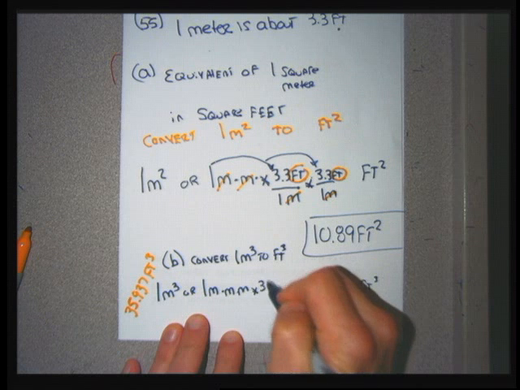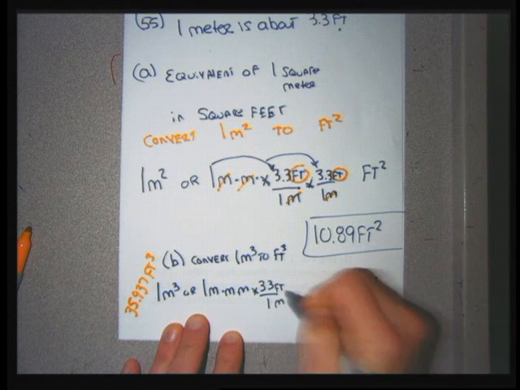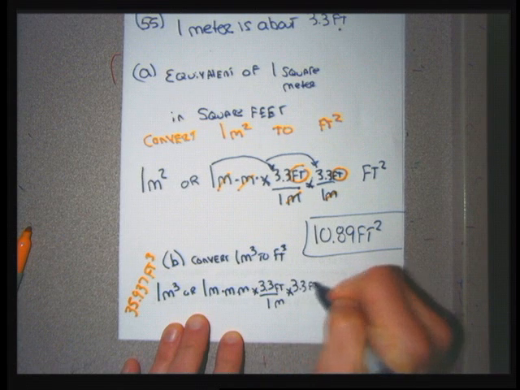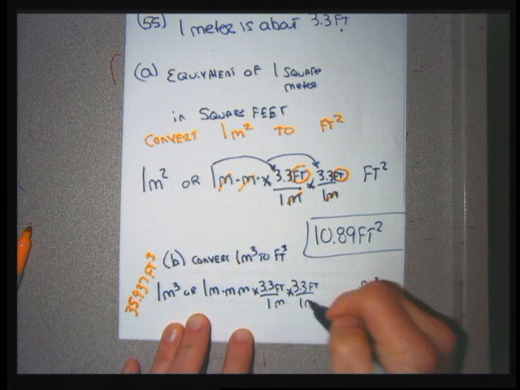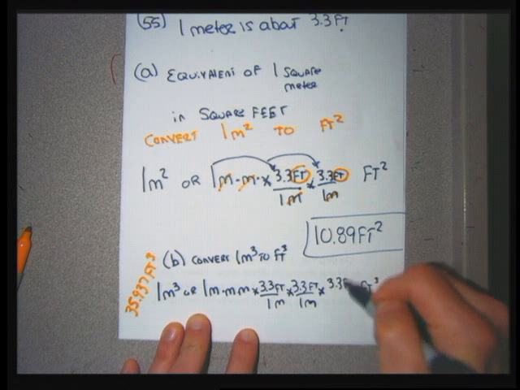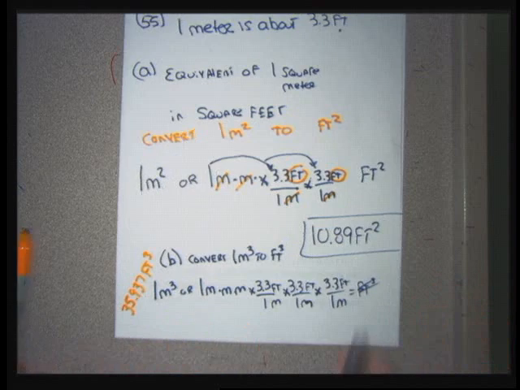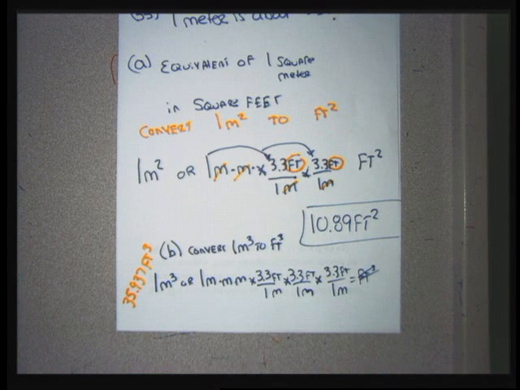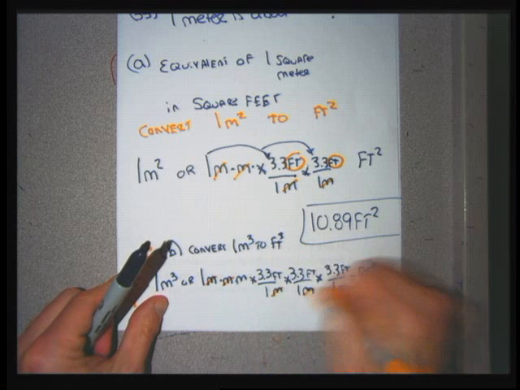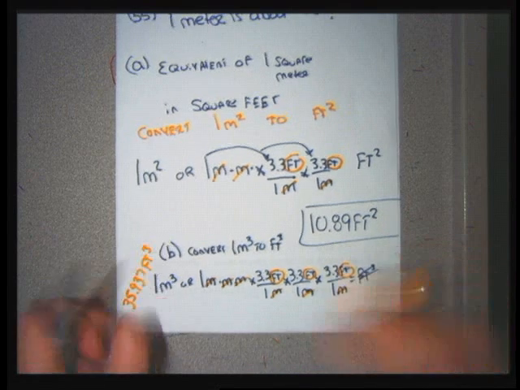In order to do this, I'm going to multiply by the same fraction 3 times, because each time I multiply by 3.3 feet is 1 meter, it cancels out one of the 3 meters and gives me one of the 3 feet that I need. So for this problem, if I multiply by 3.3 feet over 1 meter three times, each fraction is going to cancel a meter, and the units I'm going to have left are feet times feet times feet, which are going to be feet cubed.